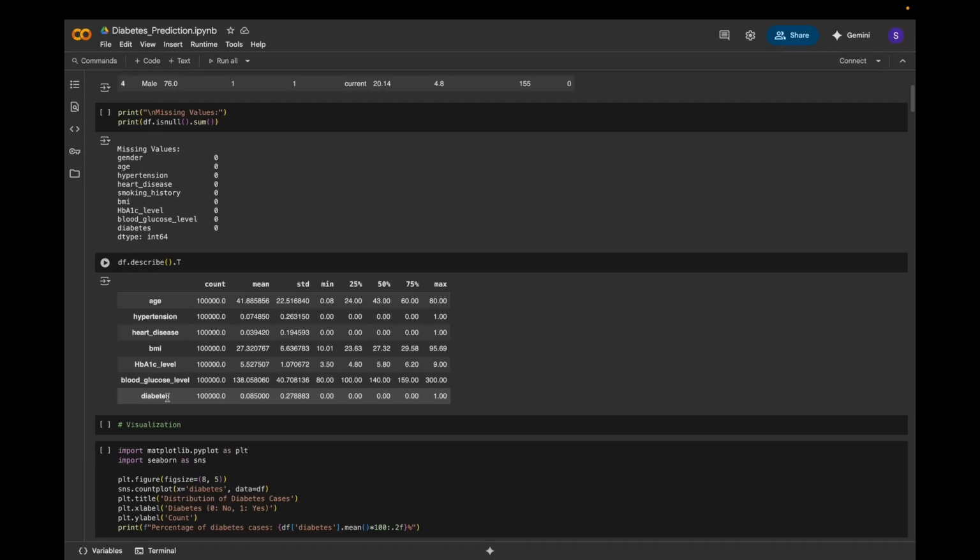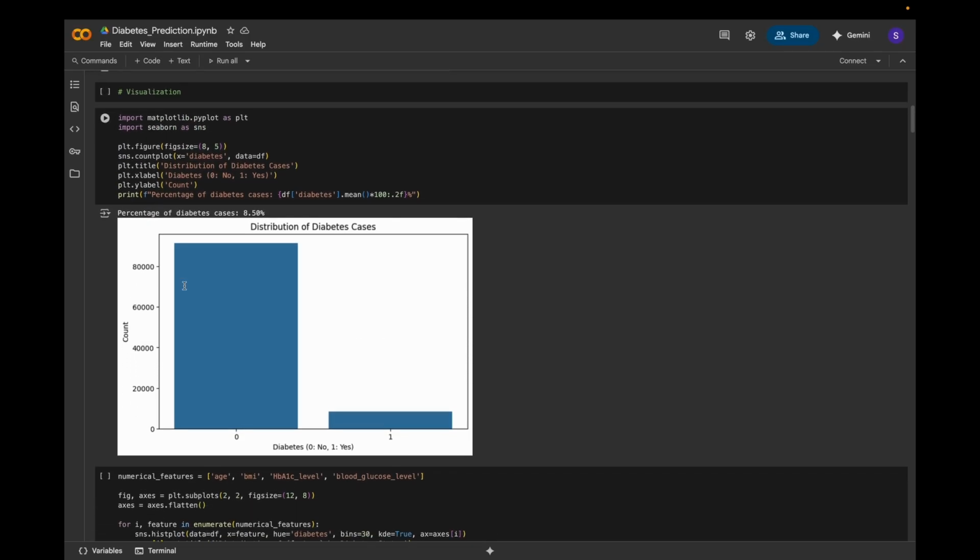Next, we move on to visualization. So I begin this by importing matplotlib.pyplot as plt, importing seaborn as sns. So plt.figure(figsize=(8, 5)). This basically creates a new figure with 8 inches in width and 5 inches in height.